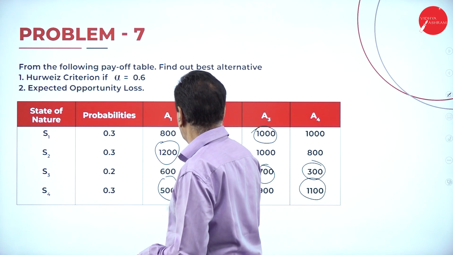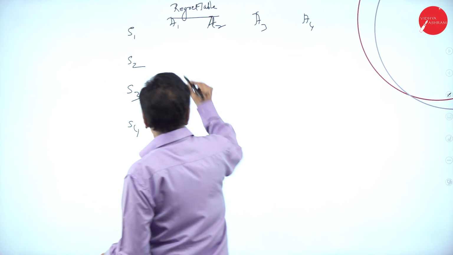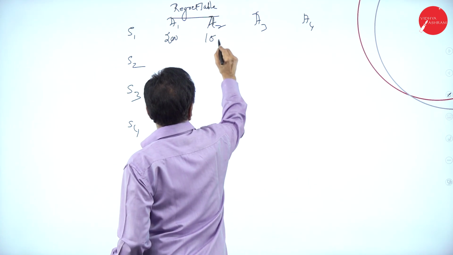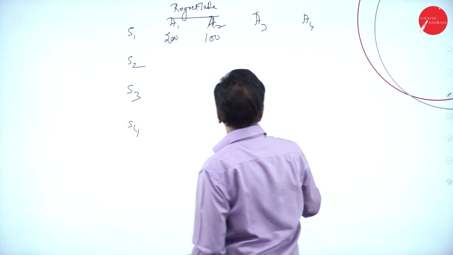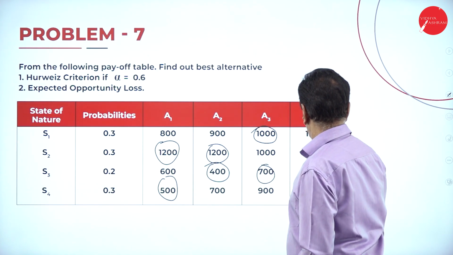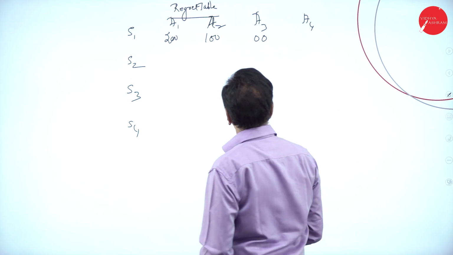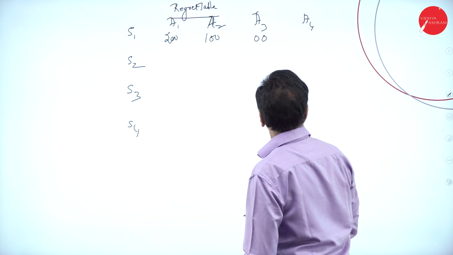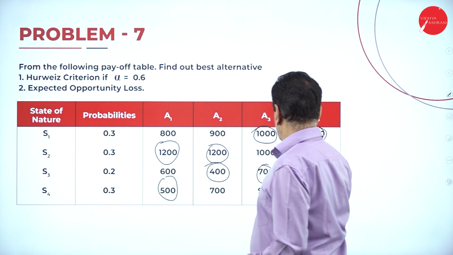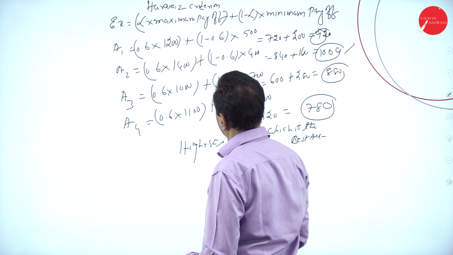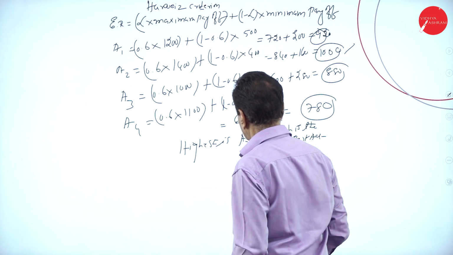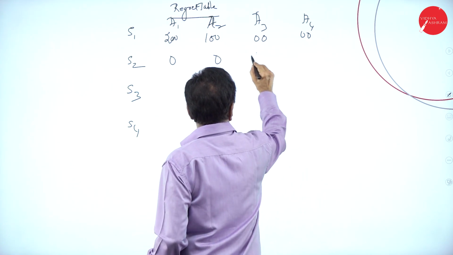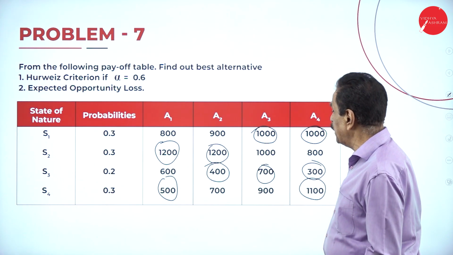So for the first, the highest is 1200, this is 1000, so first is 200, then 900 means 100, then 1000 is 0. Here the highest is 1000, 800 is 200, 900 is 100, 0, 0. Come back to the second one. Here 1200 is there, no? 1200 means 0, 1000 means 200. Next, 800 means 400.